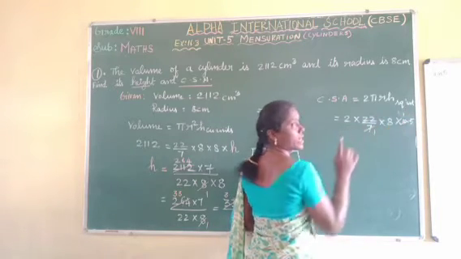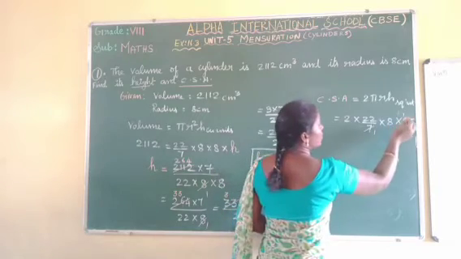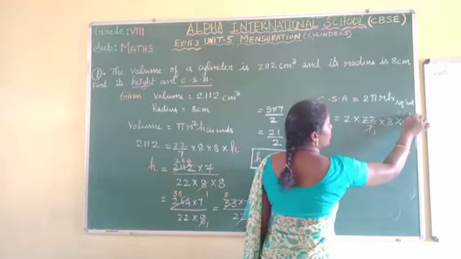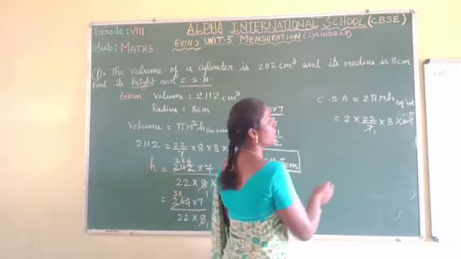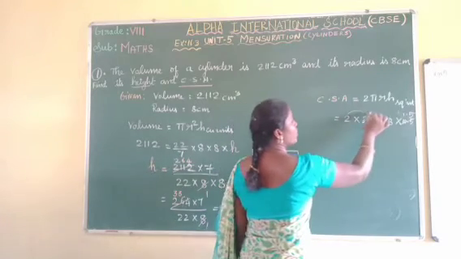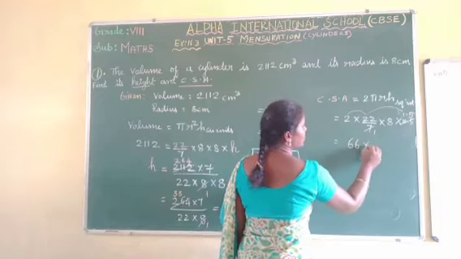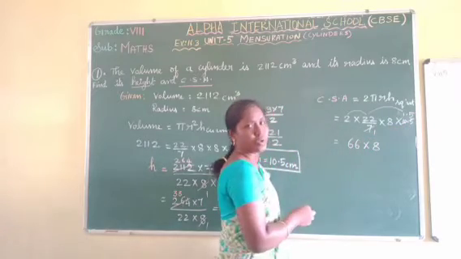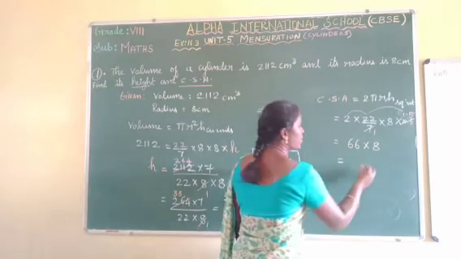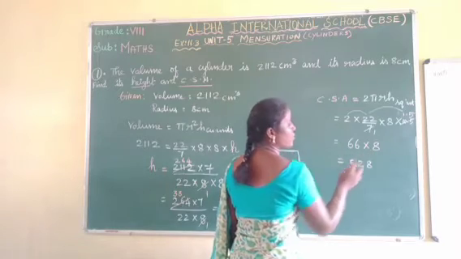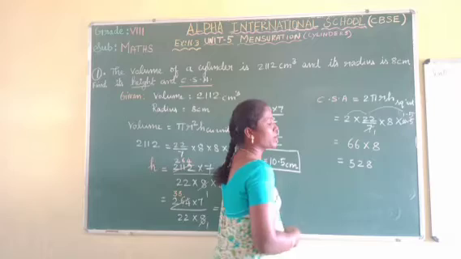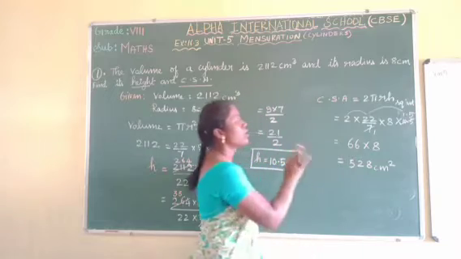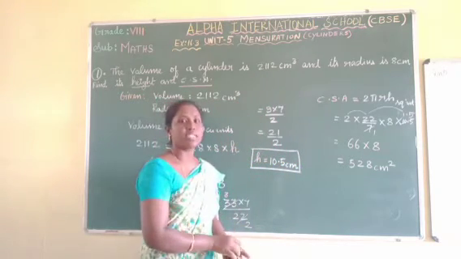Simplifying, 7 5s are 35, so 5, 1.5. Okay, so if you multiply these things, 2 into 22 is 44, 44 into 1.5 is 66, into 8. 66 into 8, we get the value 528. 6 8s are 48, and again 6 8s are 48, so we got the answer as 528 centimeter square. So using the height, we got the CSA of the cylinder as 528 centimeter square.